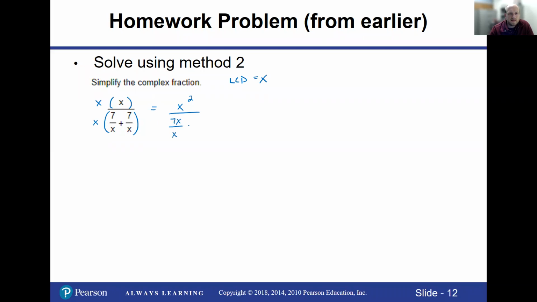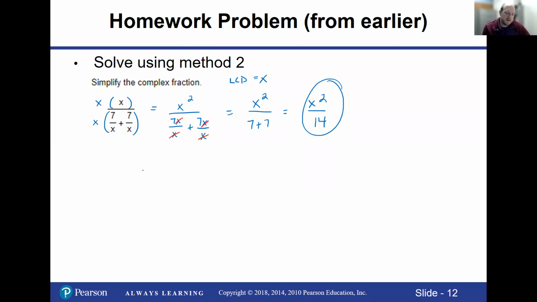And when I do that, I have x squared divided by 7x over x plus 7x over x. Okay, so we distribute this x into both of those rational expression terms there into the numerator. And then from here, I can cancel out the x's. And so what am I left with? I'm left with x squared on the top over 7 plus 7 on the bottom, which is just simply 14.